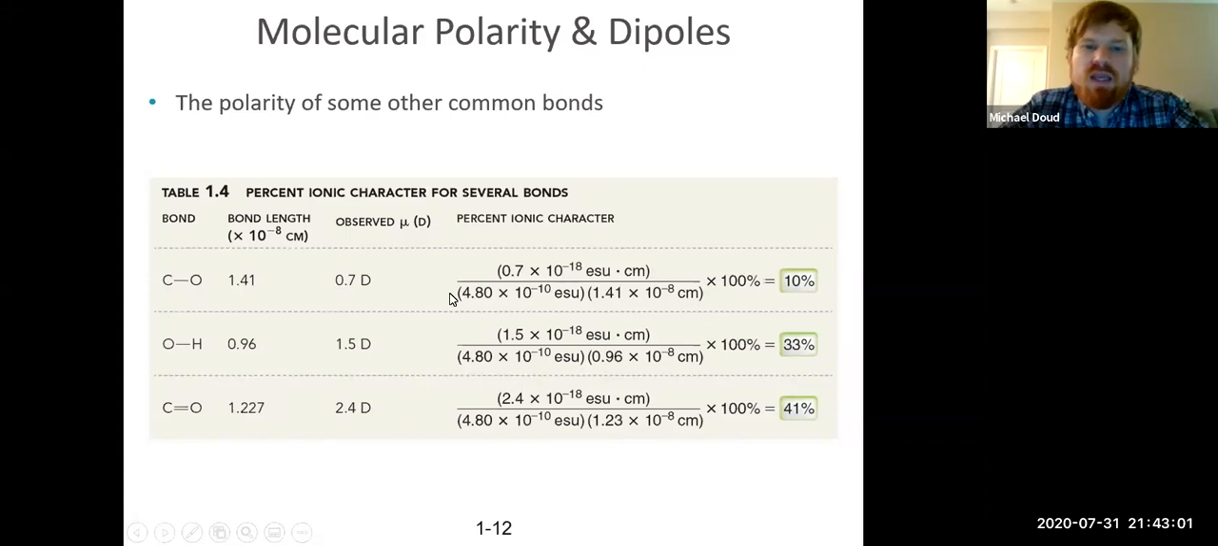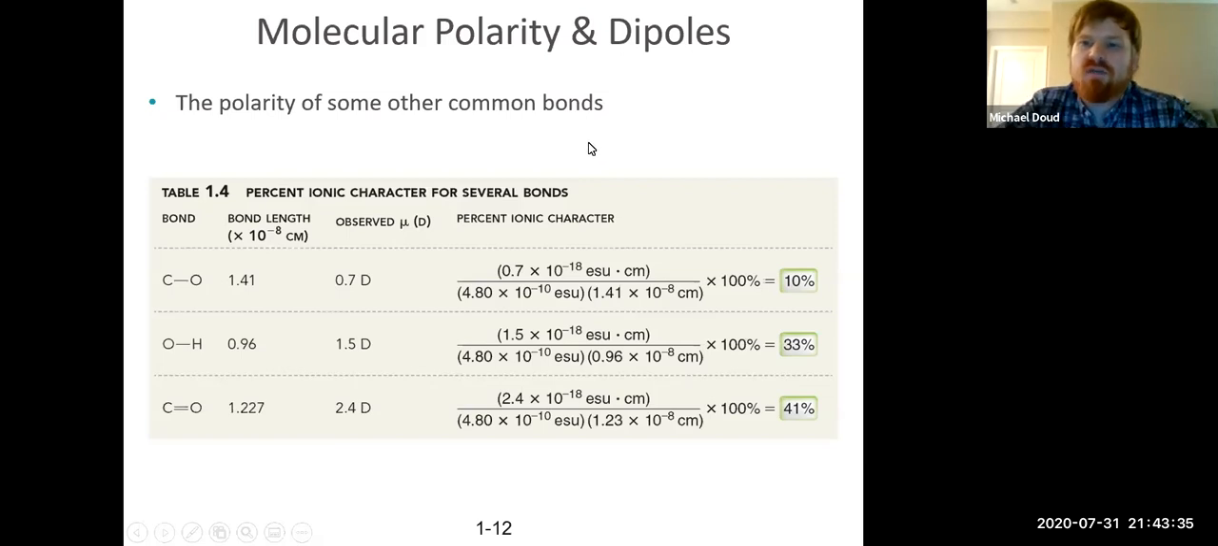If we plug in, again, we keep the distances the same as what we had before, so it was 1.41 times 10 to the negative 8 centimeters. We're going to keep that same bond length here, but we're going to multiply it by the charge of the actual electrons, imagining they're fully separated. So this is going to be our 100% ionic character on the bottom. The carbon-oxygen single bond is 10% ionic. The oxygen-hydrogen single bond is 33% ionic, and then the carbon-oxygen double bond is actually 41% ionic.